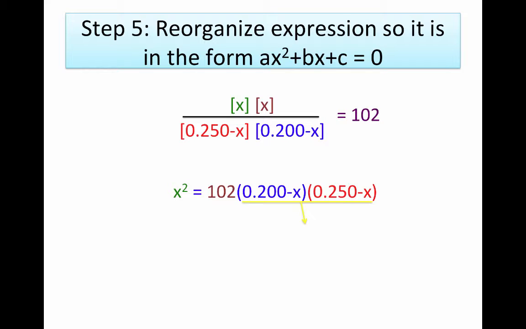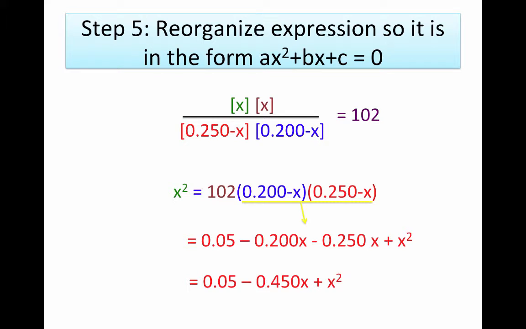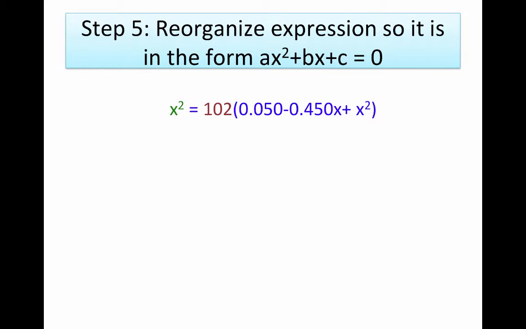And we need to multiply those together. So you remember how that works. You multiply the first in each parentheses, plus the outer ones, plus the inner ones, and then the last multiplied together. We end up with 0.05 minus 0.200x minus 0.250x plus x squared, or you can simplify that and get that expression. So let's take that expression and plug it back into the yellow underlined area.